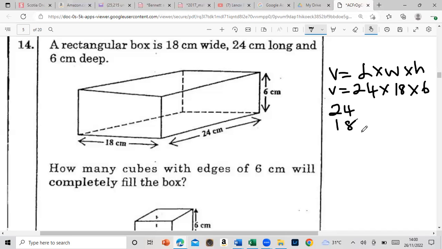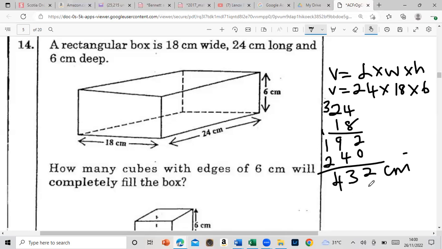Alright, so 8 times 4 is 32. 8 times 2 is 16, and that's 19. So that's 192. Remember, put zeros on the numbers. 144, 192. This is a lot of work. I think it's worth about 3 marks. So for this, it takes up 432 centimeters cubed.